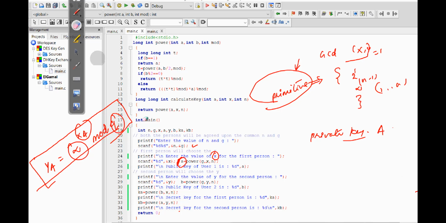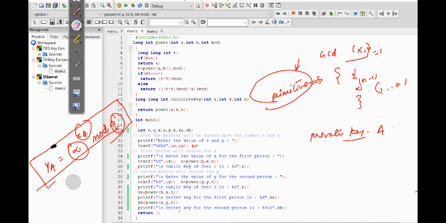Likewise, in the formula, here I am going to apply a is equal to power, the power function where I am going to call these values, right? Power, followed by the g value, which is the alpha value, x is the private key of user A, and n is the prime number. And after that, the public key of the user is calculated, which is going to be printed.